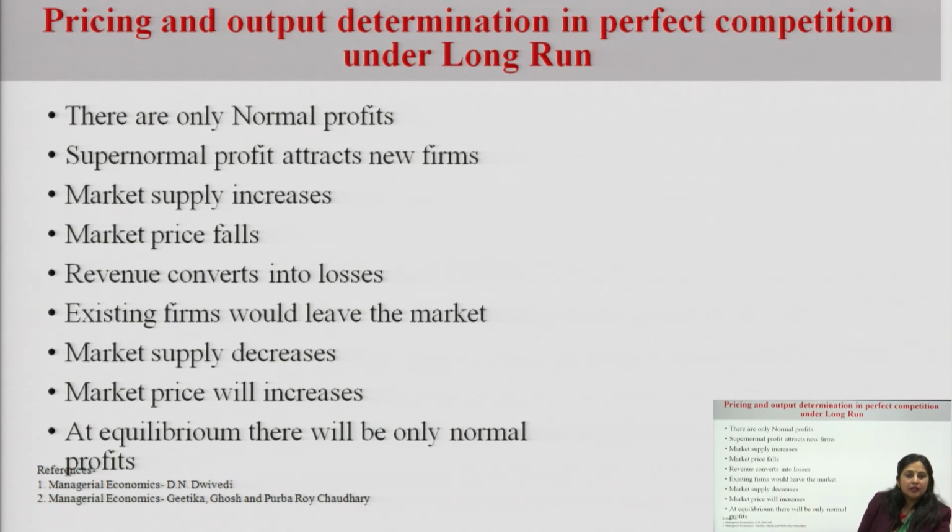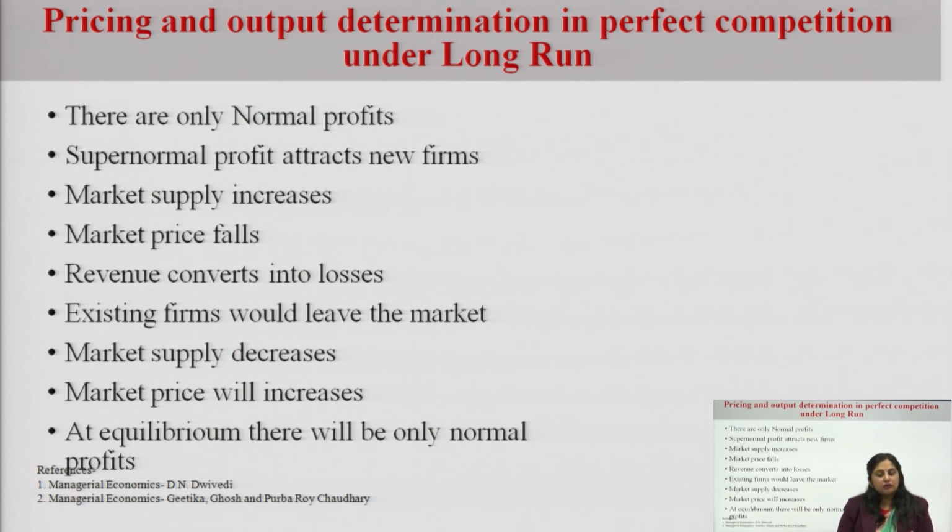Then, what happens in the long run? We have already seen there can be profits, losses, and economic profits in the short run. Generally, if all the sellers are having supernormal profits, what will happen? New firms would be attracted. Now, what is the long run? Long run is the situation where new firms can enter the industry and existing firms can leave the industry.